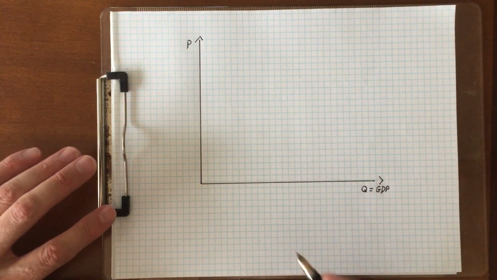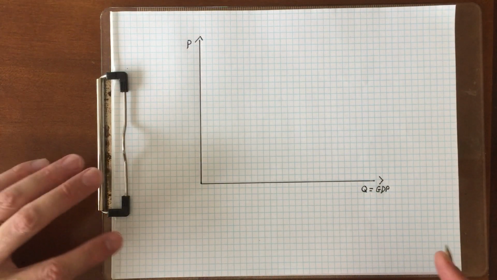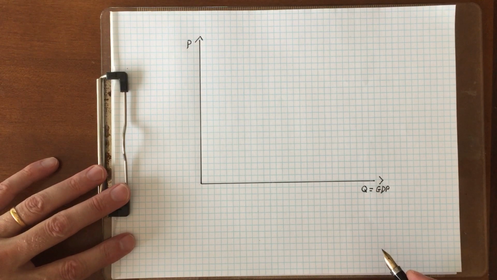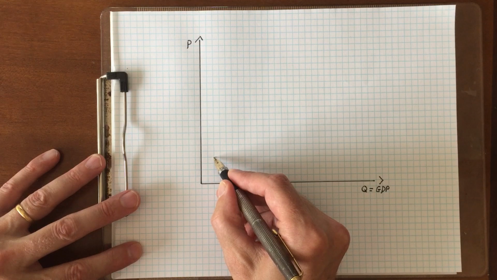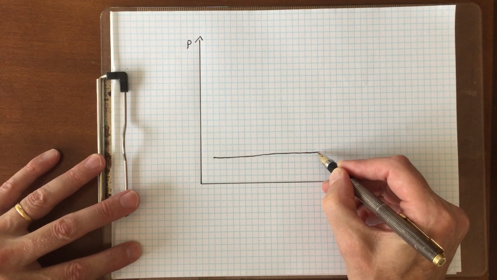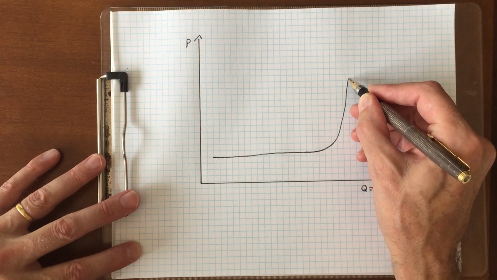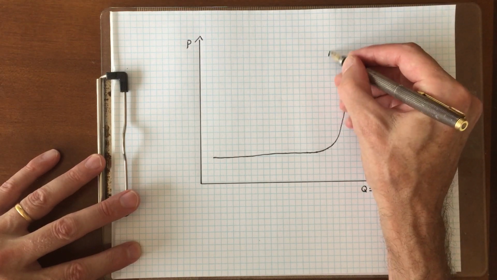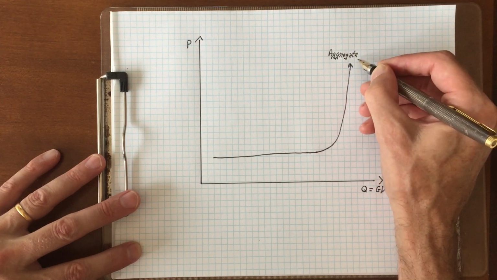So this is our basic layout, and these are aggregate curves. We're going to look at the aggregate, or overall, economy-wide supply curve and the economy-wide demand curve. Now the supply curve goes something like this, so it's fairly flat, and then it hits an elbow, and then it goes almost straight up. So this is the aggregate supply.